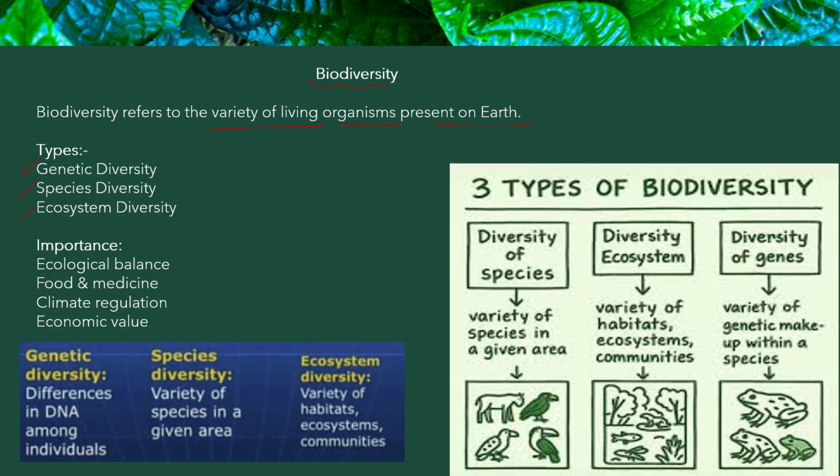In case of diversity of species, that is the second one, it is representing the variety of species in a given area, like cow, crow, then this is pigeon. Diversity of ecosystem, variety of habitats, ecosystems, and communities is diversity ecosystem. Diversity of genes basically is referring to your genetic variation, like in the case of humans also. So these are basically your three types. Difference in DNA, variety of species, and variety of habitats and ecosystem.